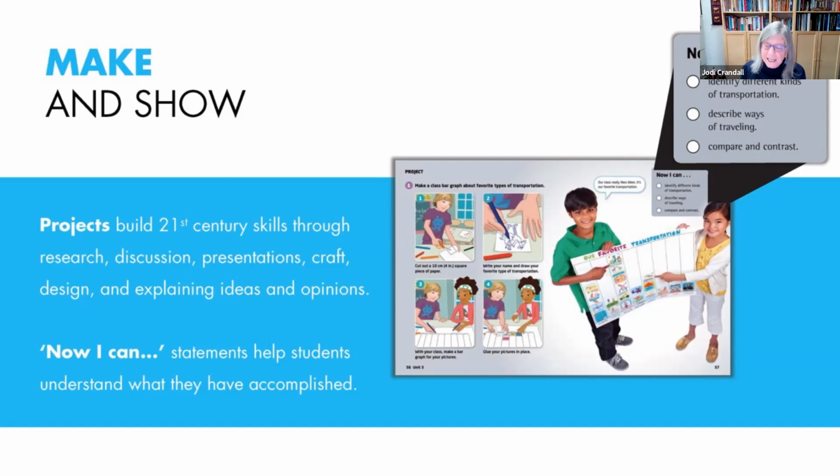But in this case, they actually use pictures that they have drawn. And then at the end, they have a chance now to think about all that they have learned during that unit, and then to actually complete that "I can" statement, which indicates that they've identified different kinds of transportation, described ways of traveling, and actually learned to compare and contrast. I've watched a number of students doing these projects, and they are fascinated by them.